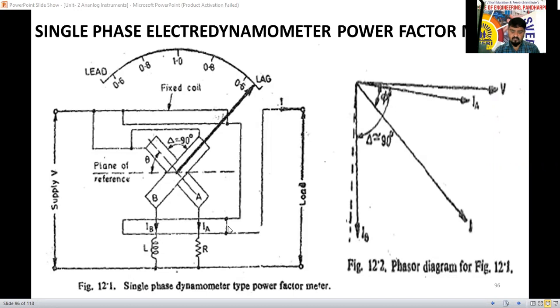We have discussed the equipment. To measure the voltage, which equipment do we have to use? To measure the power, which equipment do we have to use?